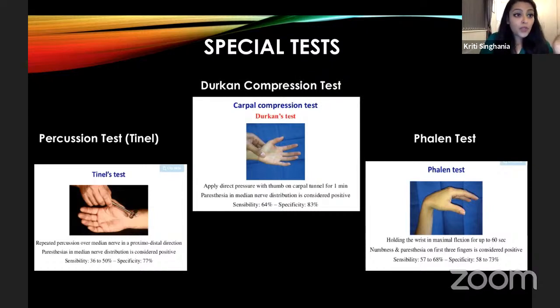Now, probably the most sensitive and specific test is Durkin's compression test. And in that, you use a thumb and you compress over the carpal tunnel. And after about a minute, you ask the patient if they have reproduction of their symptoms. I exaggerate this by often asking the patient to flex their wrist at the same time and also do it sometimes with it extended to see if that provokes it further.